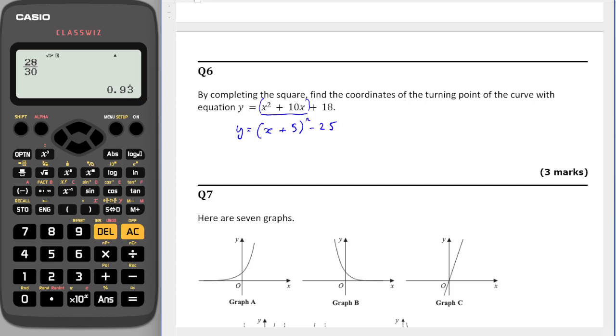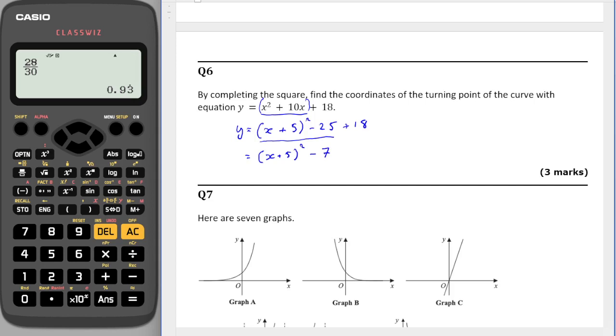So that's just that bracket, that would give me the same as that bracket, and to that I'd still need to add on an 18. So if we tidy that up, that gives us x plus 5 all squared, and then minus 25 plus 18 is going to give us minus 7.